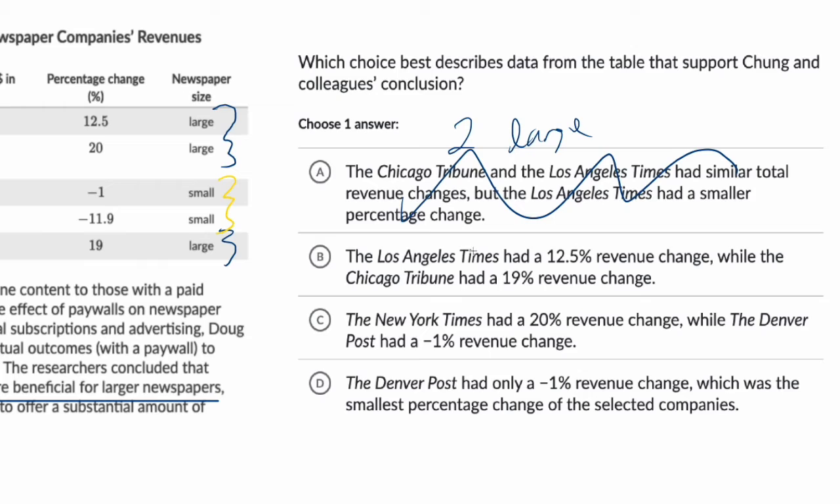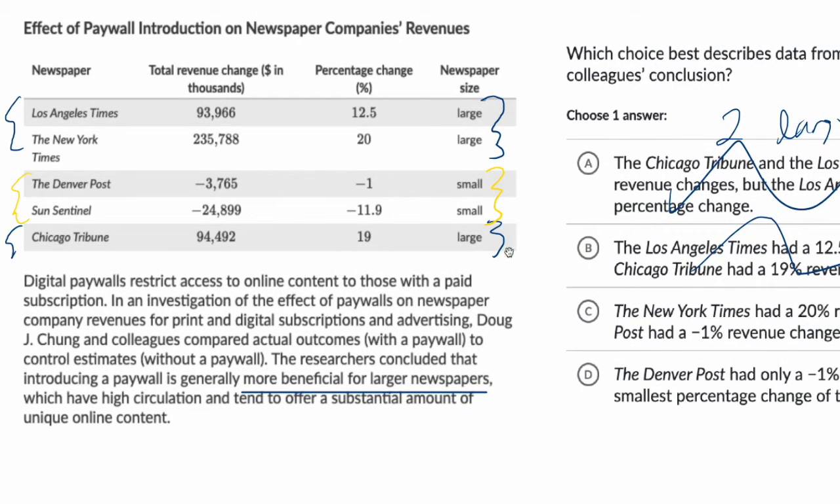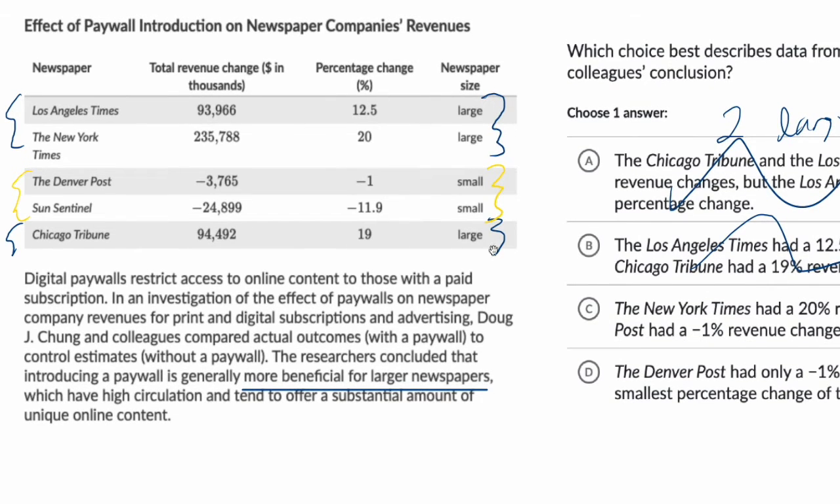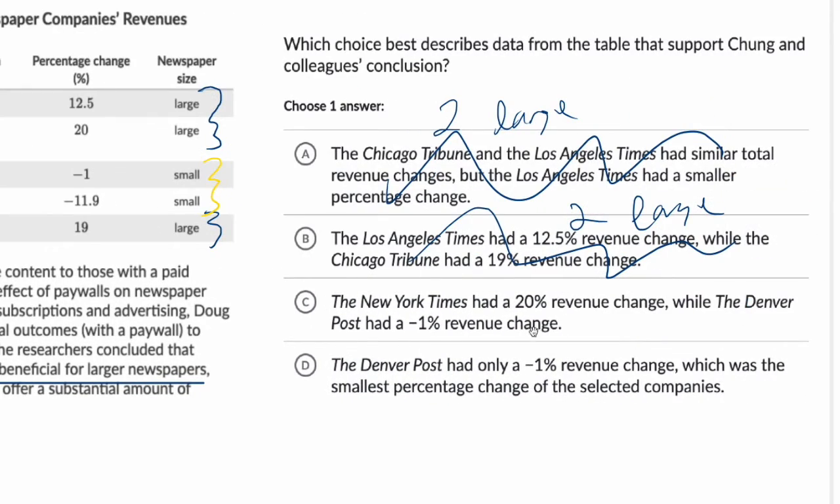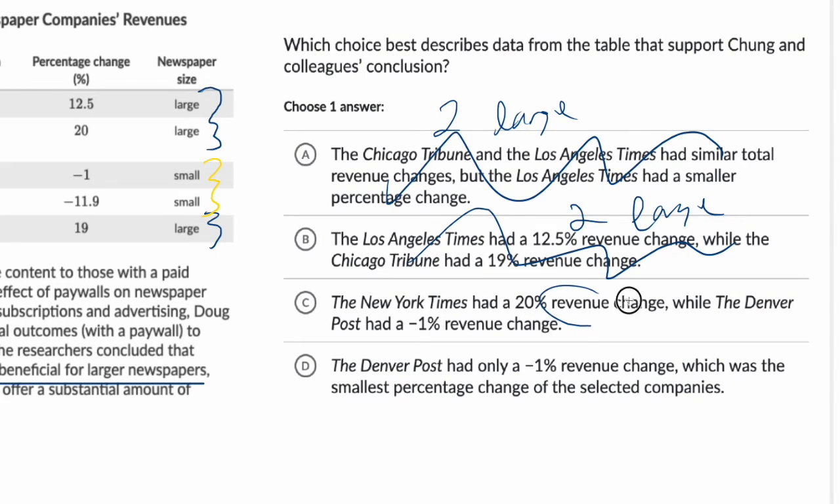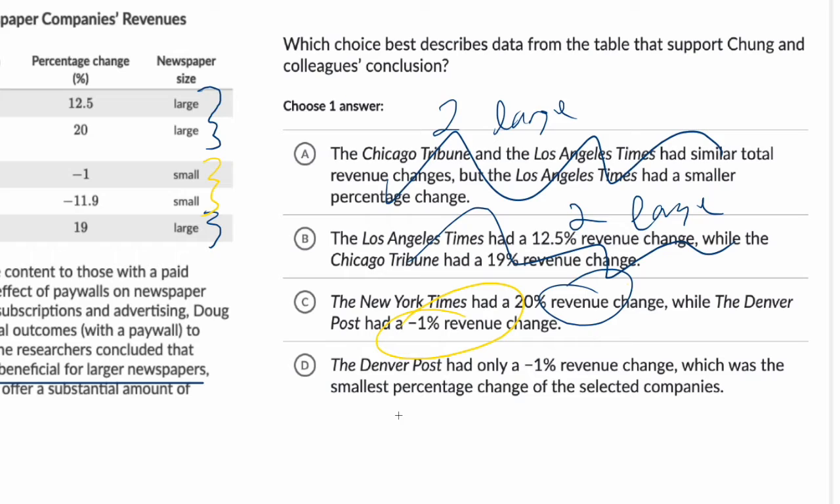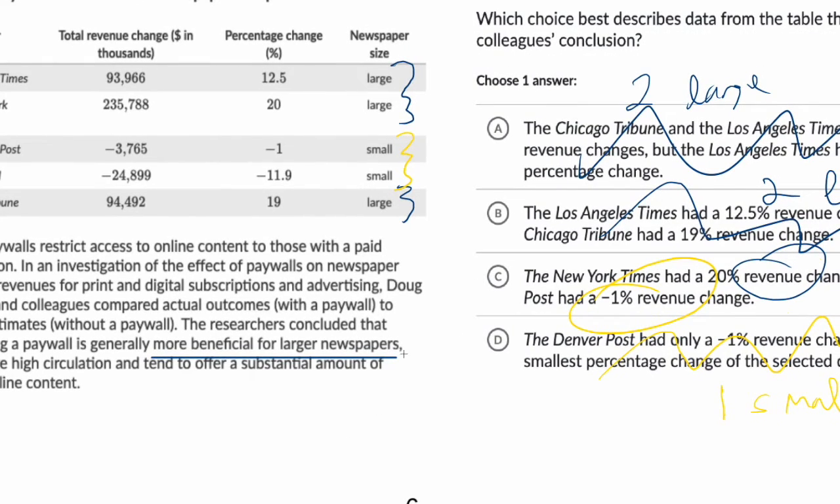Same thing with answer choice B. "The Los Angeles Times had a 12.5% revenue change, while the Chicago Tribune had a 19% revenue change." Again, that's a within category comparison. We want our comparison to be across categories, again, with those categories being large and small. "The New York Times had a 20% revenue change, while the Denver Post had a negative 1% revenue change." Large and small. And then D, "the Denver Post had a 1% revenue change, which was the smallest," and so that's just one small one. So we only get one answer choice that has 1 large and 1 small. And so we don't really have to check to see that it's accurate because it's the only one that's relevant.